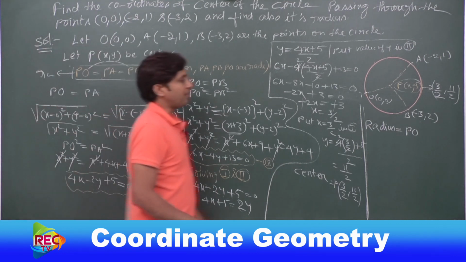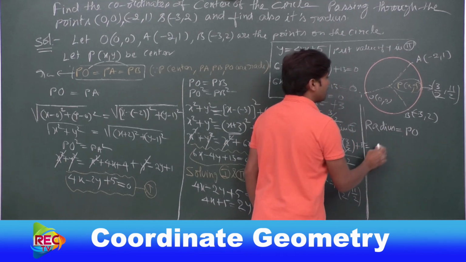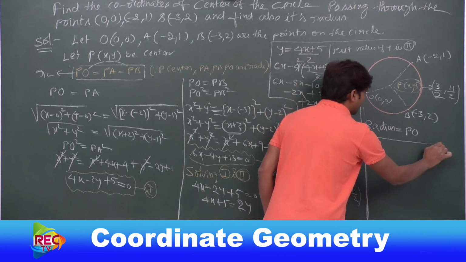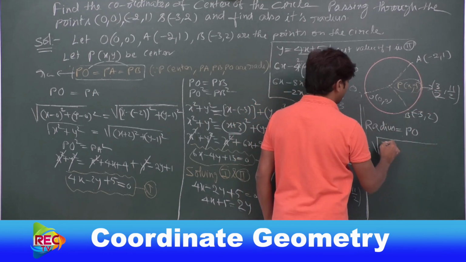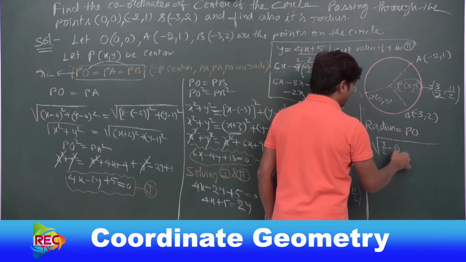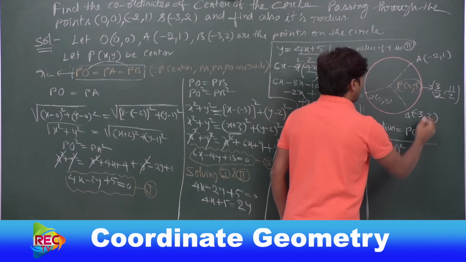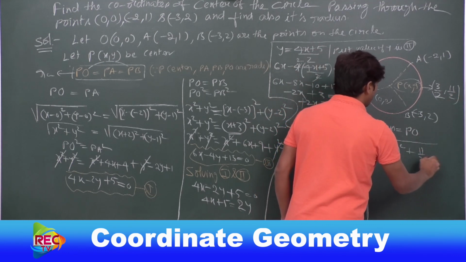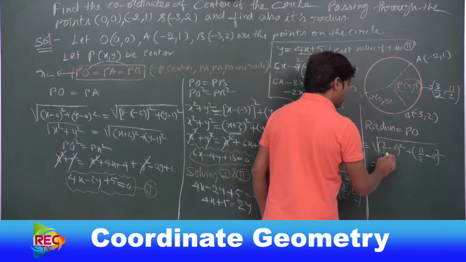Okay, now let me find the radius, which is the distance between P and O. So the distance between P and O would be the square root of (x2 minus x1) whole square plus (y2 minus y1) whole square. Here x2 would be 3/2 and x1 would be 0, minus 0 whole square. You can straight away square these two. Okay, and y2 would be 11/2 minus 0 whole square. Understood?